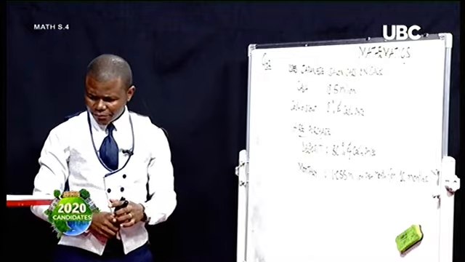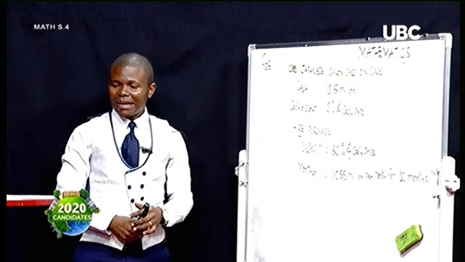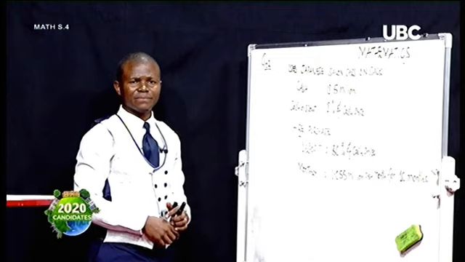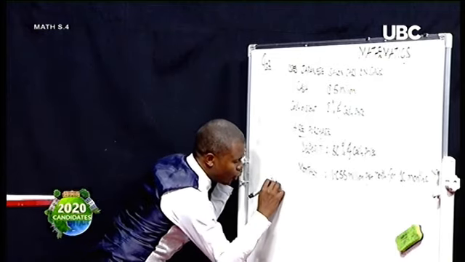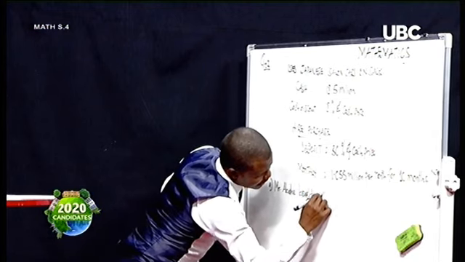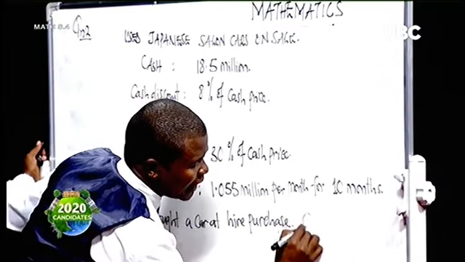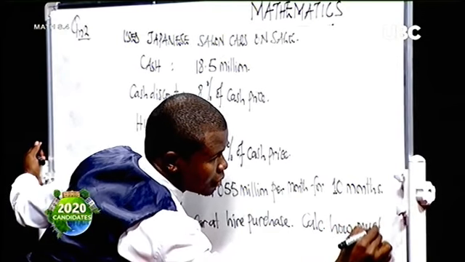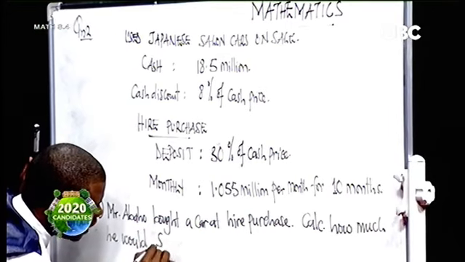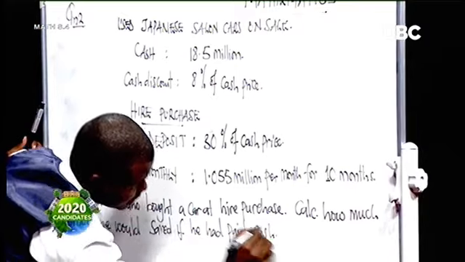Let's copy down the question. The question is, Mr. Abaho bought a saloon car from the bond on hire purchase. Calculate how much money he would have saved if he had bought the car by cash price. Calculate how much he would have saved if he had paid cash.